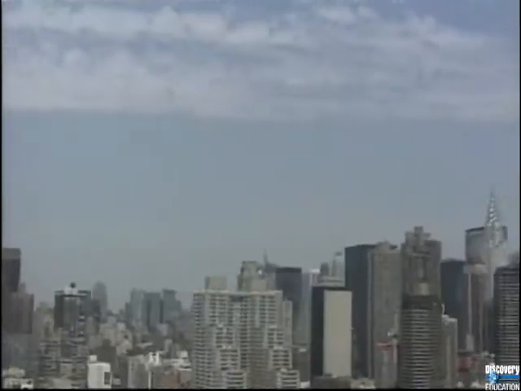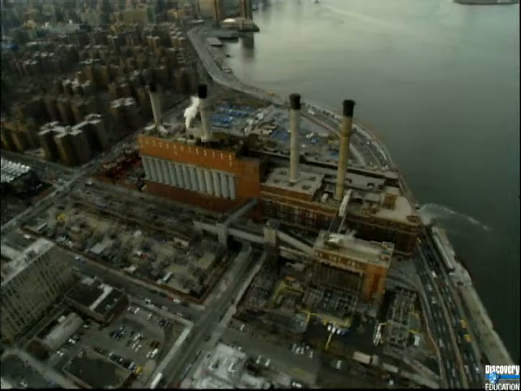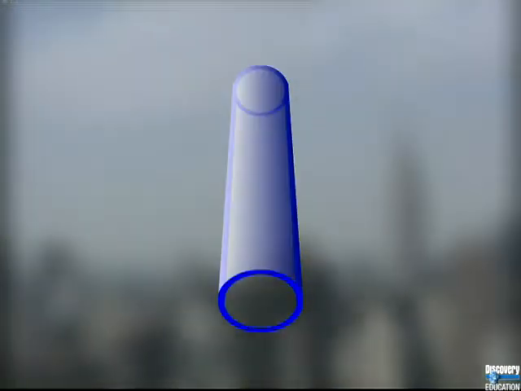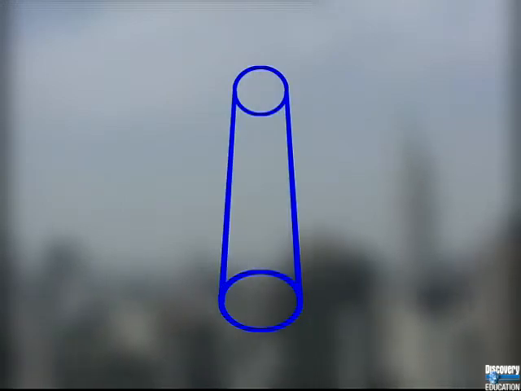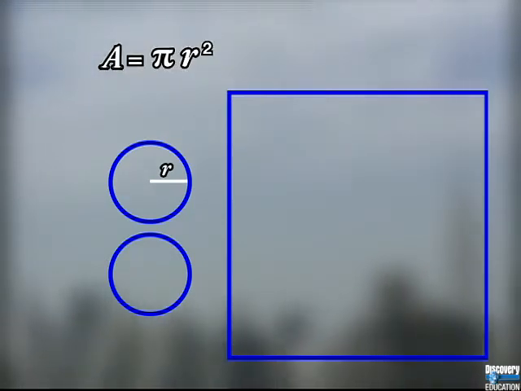The smokestacks on this building are cylinders. A cylinder is a three-dimensional object that has parallel bases that are congruent circles with a surface connecting them. To figure out the surface area of a cylinder, break the figure down into its elements. Each base is a circle, and the surface unwraps to form a rectangle. The area of a circle is pi times r squared. There are 2 bases, so multiply the answer by 2.